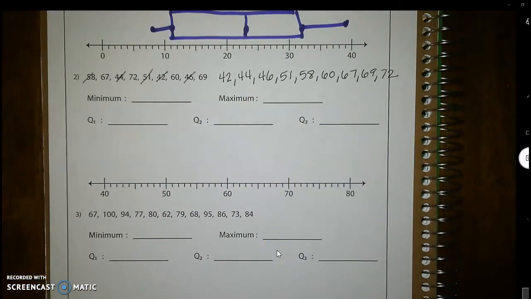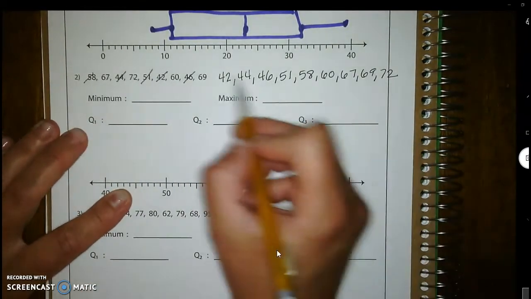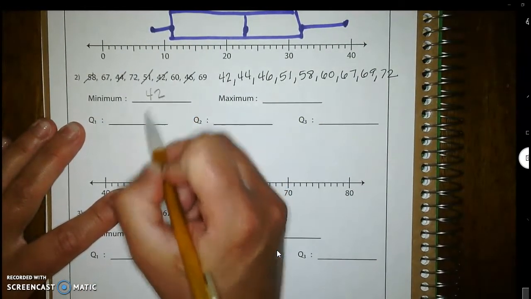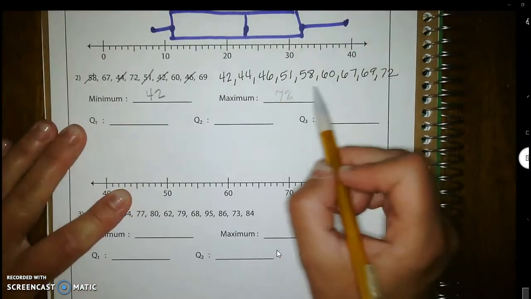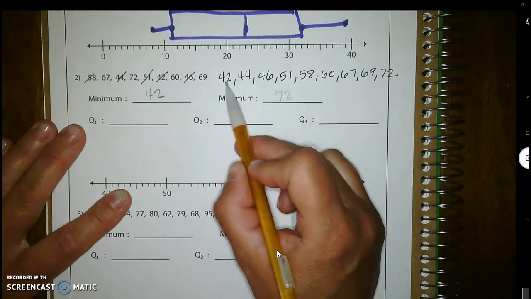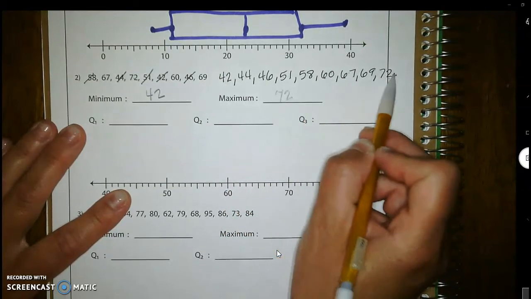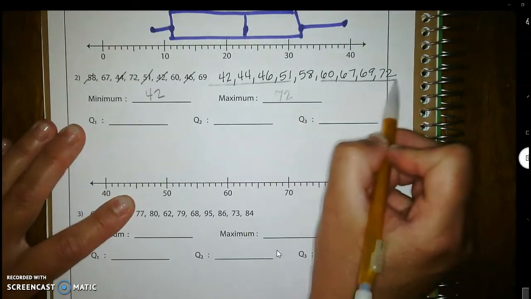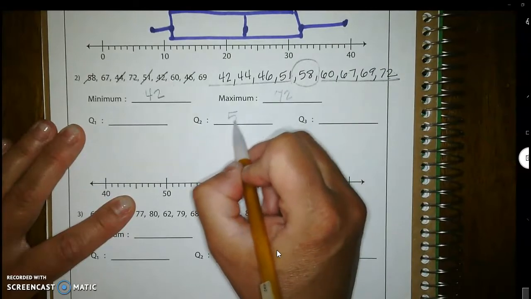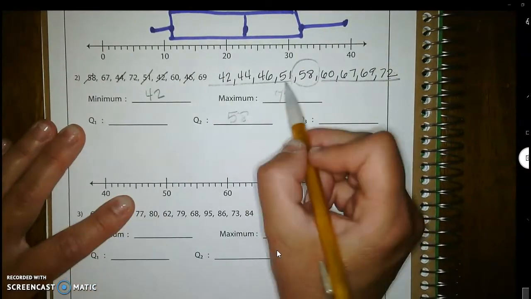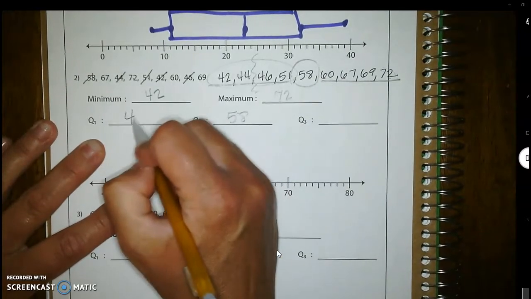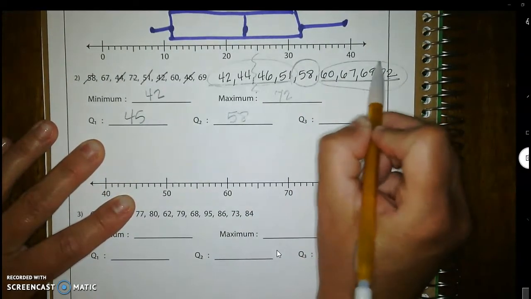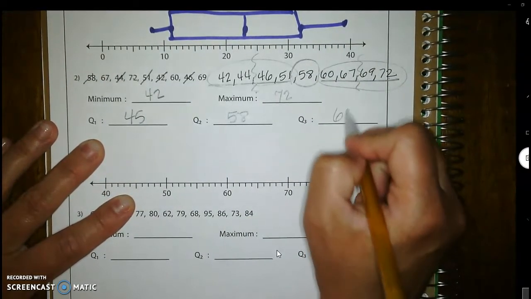All right, so I was a little more careful when I put these in numerical order this time. But now that I have them in numerical order, I can easily see my minimum number is 42. My maximum number is 72. I'm going to go split this data in half, and I think, yep, I have 9 numbers. So I'm going to put 4 and 4 on each side. My middle number is 58. When I take this side and find that middle number, I'm going to get a 45. When I do this side, the number in the middle is a 68.